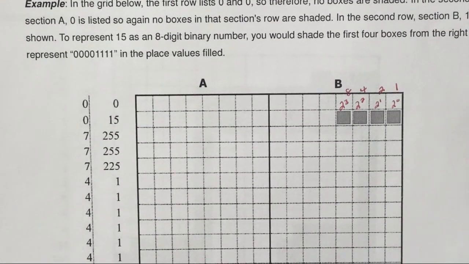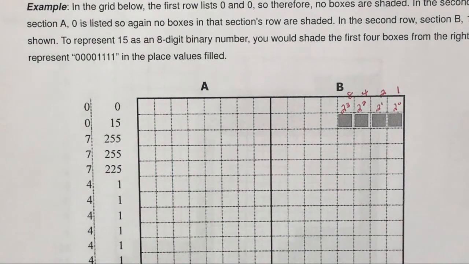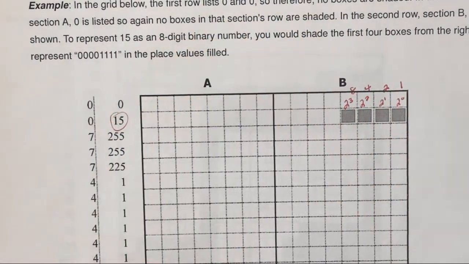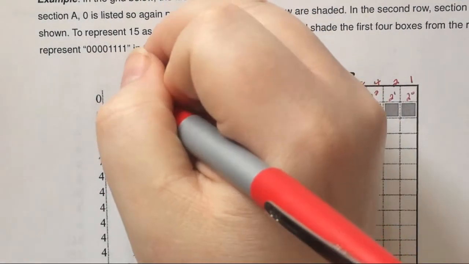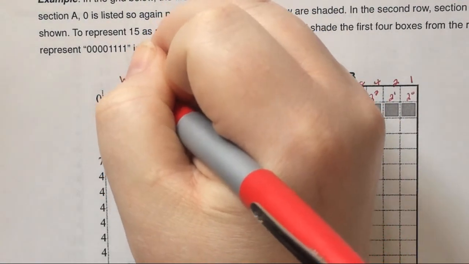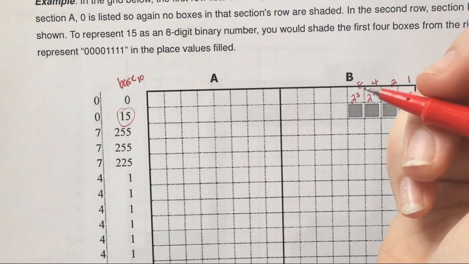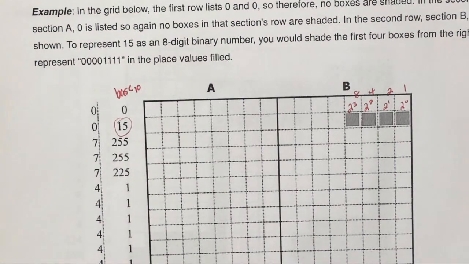Okay. So you do have to convert first. You need to think through what 15 is, and they're giving you the base 10 and you need to convert it to base 2. The number of columns on the left correspond to section A, the number of columns on the right correspond to section B. Convert each base 10 number to base 2.